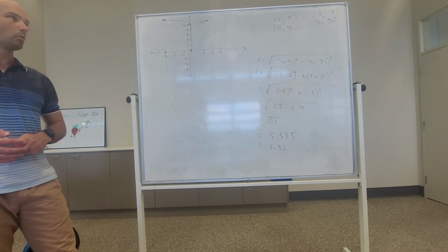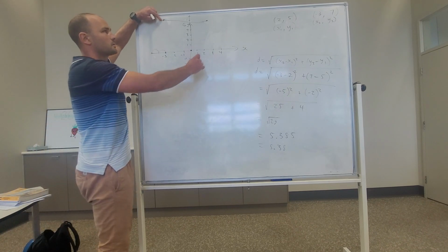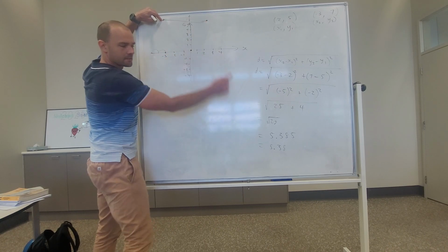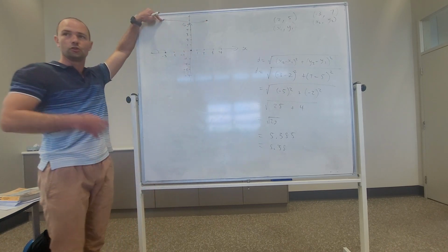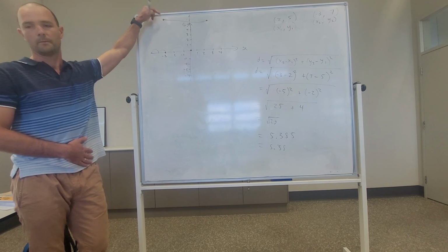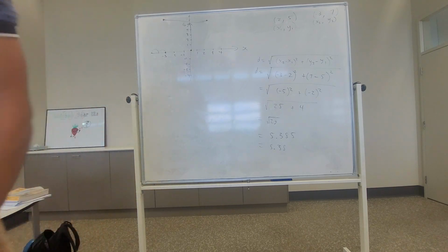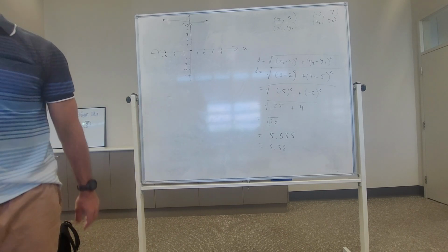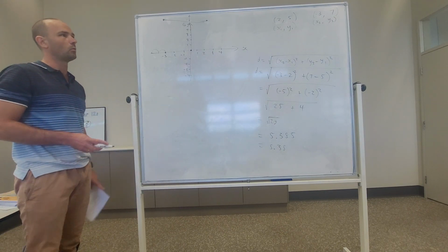All right, so what we've done there is we've found the distance between this point and this point is 5.38 units, grid units on the Cartesian plane. Very good. Now let's find the coordinates of the midpoint. So this is part B. Find the midpoint between the coordinates.